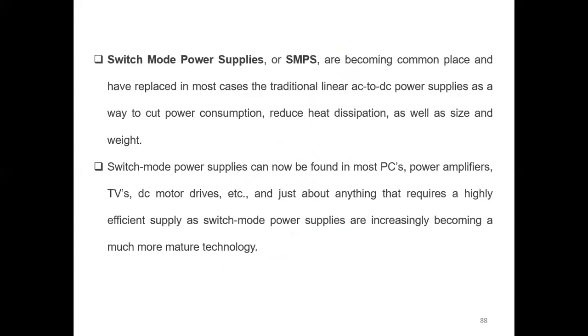The next one is the switched voltage regulator. Switched mode power supplies, or SMPS, are becoming commonplace and have replaced, in most cases, the traditional linear AC to DC power supply as a way to cut power consumption and reduce heat dissipation as well as size and weight. Switched mode power supplies can now be found in most places: power supplies, TVs, DC motor drives, and just about anything that requires a highly efficient supply.